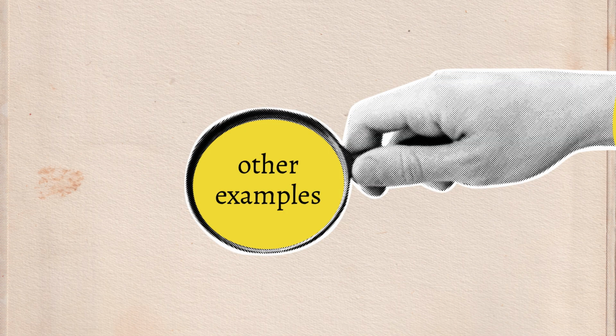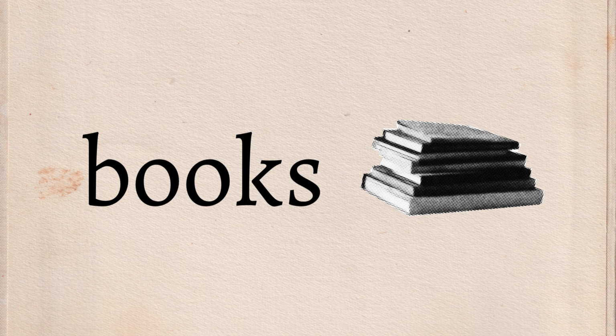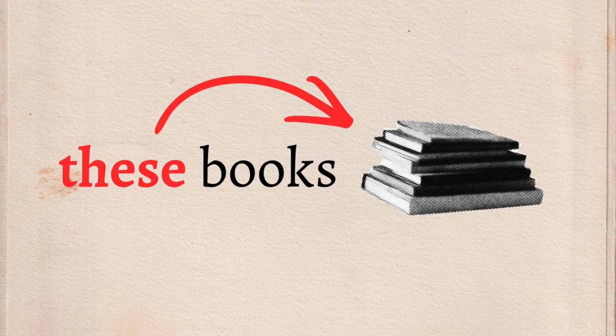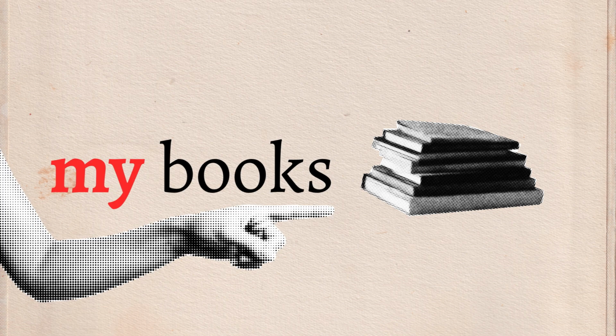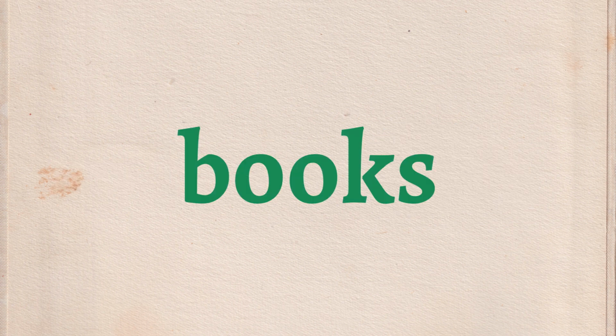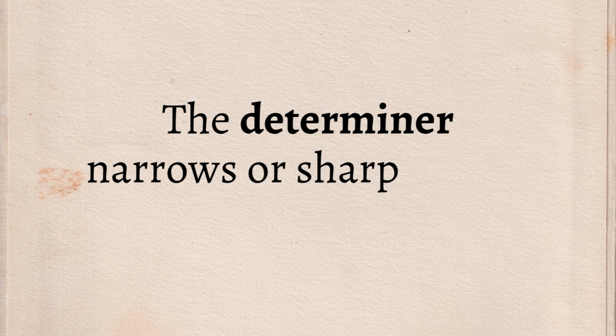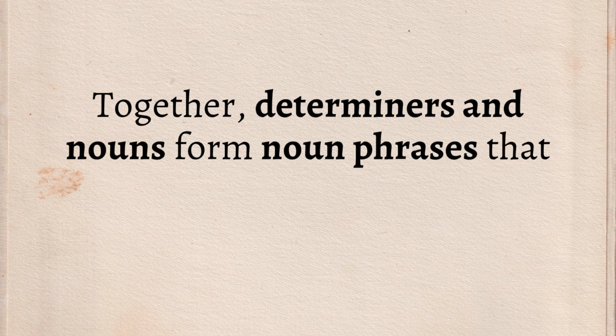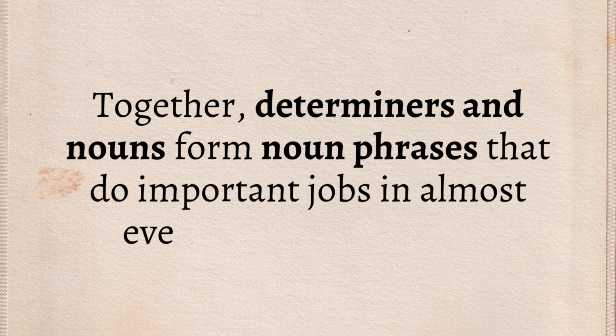Let's look at some other examples. Books is general. The books suggests specific books already known in some way. These books points to particular books that are close by, and my books tells us something about possession or ownership. In each case, the noun head remains the same, but the determiner narrows or sharpens the meaning. Together, determiners and nouns form noun phrases that do important jobs in almost every English sentence.